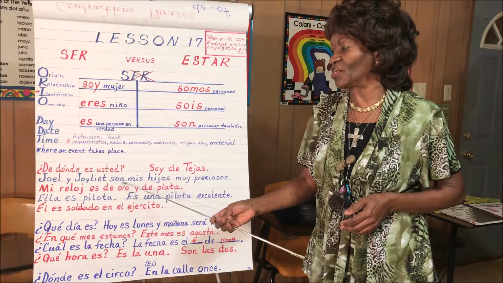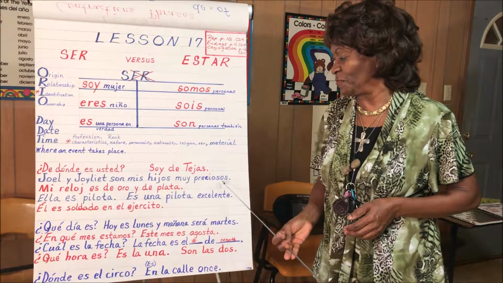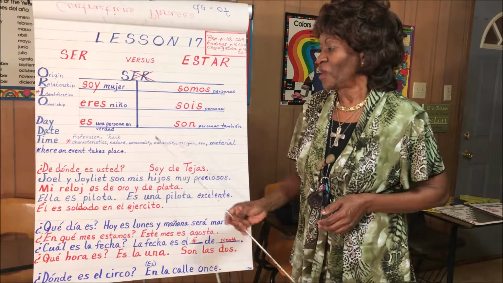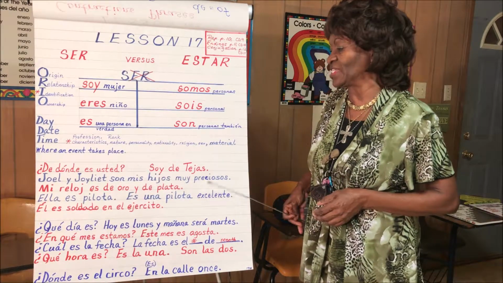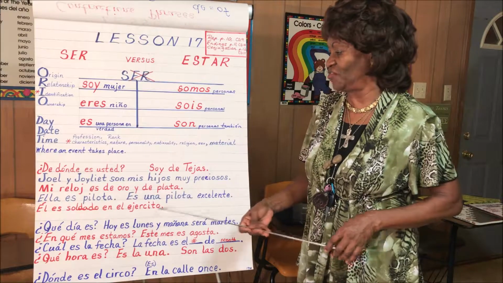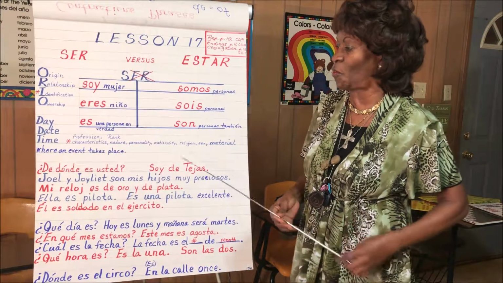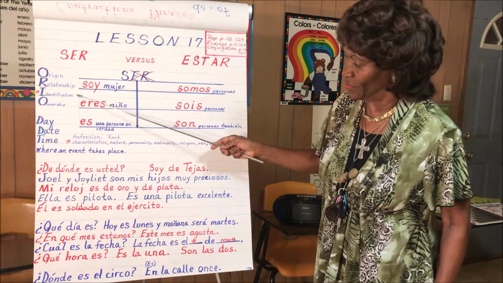All right, now with the relationship, Joel y Juliet son mis hijos muy preciosos. Joel and Juliet are my very precious children. All right. Because anytime you use a descriptive adjective, you must place it after the noun, as we've talked about a little bit before. Identification.